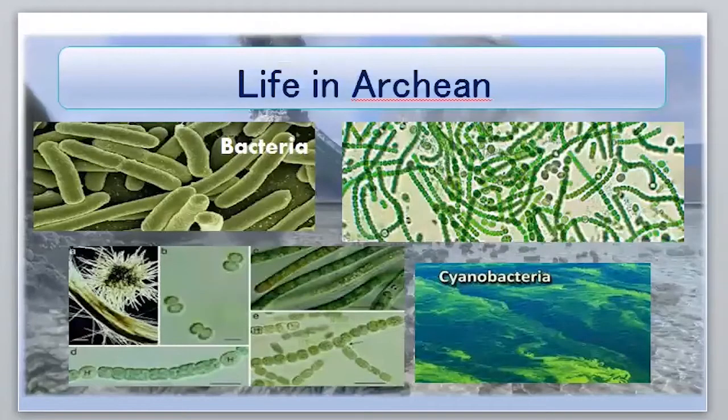So in the life in the Archean eon, you can see nothing specific, but these are the first things that start to live on our Earth. These are the things that start to evolve to us now. You can see there's bacteria, cyanobacteria. These are the things that lived in those days in the Archean eon.